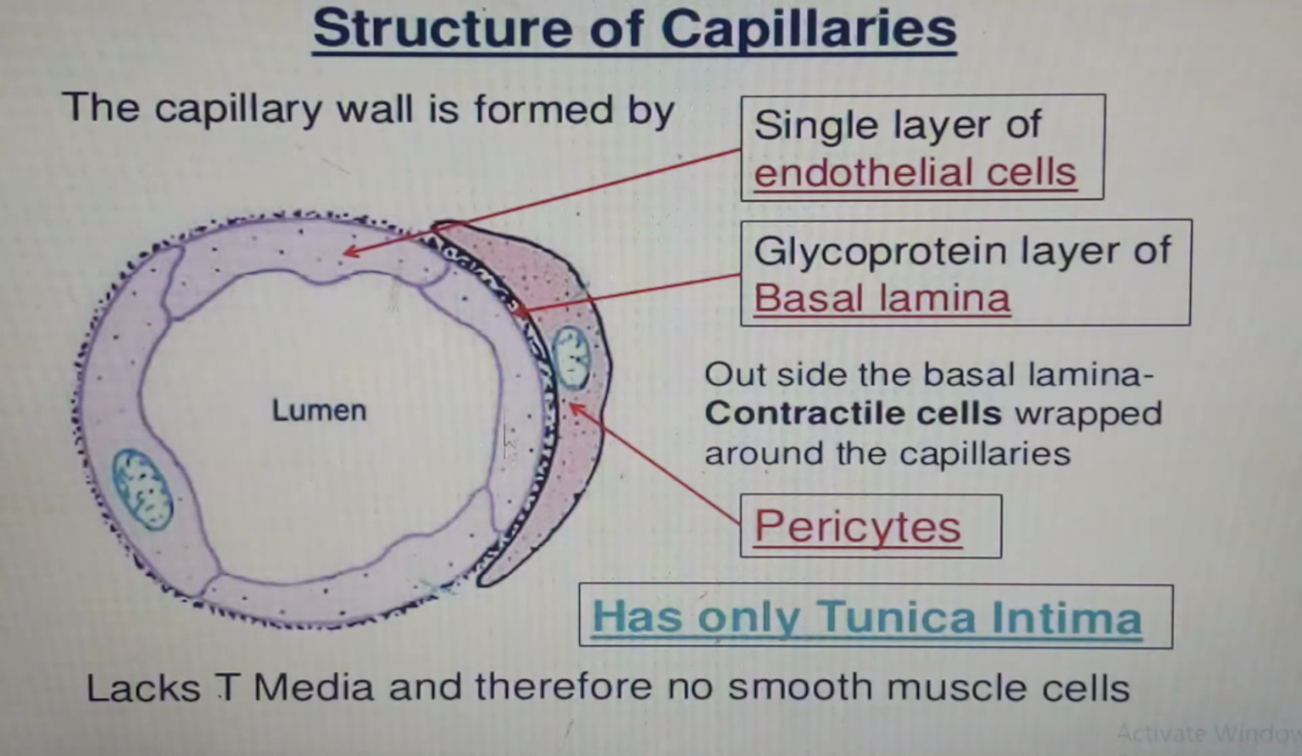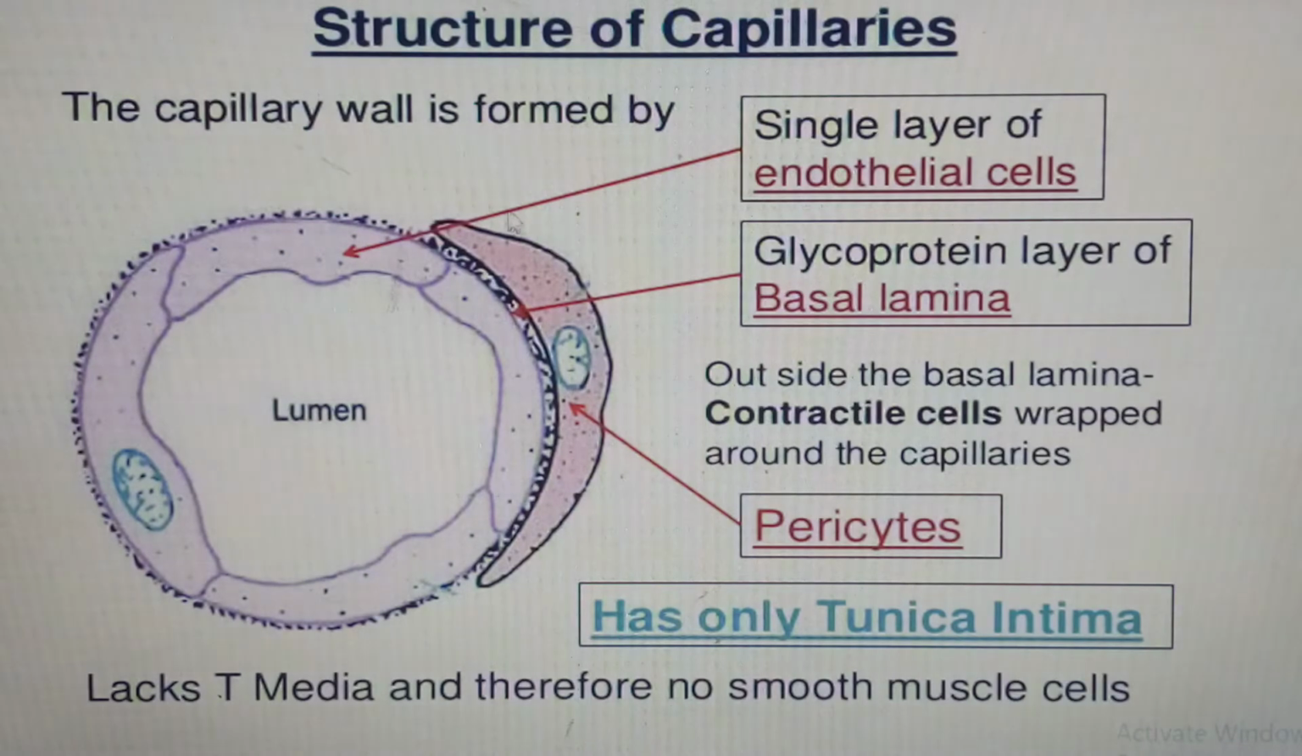So this is the simple squamous epithelium forming the endothelial lining, and this is the lumen, sitting on a basement membrane. Basement membrane is non-cellular. So that's the basal lamina. There's no cell. So we say that capillaries are one cell thick.